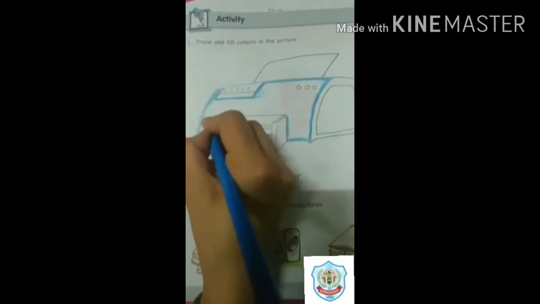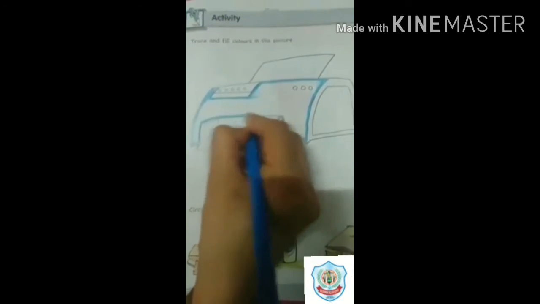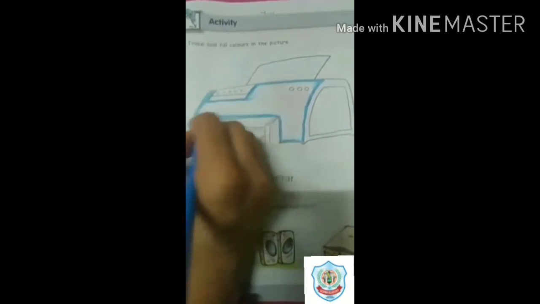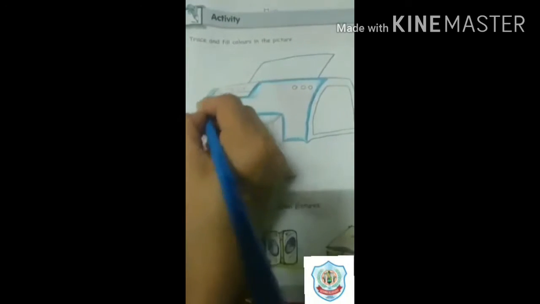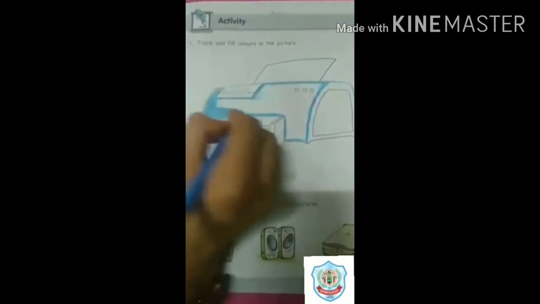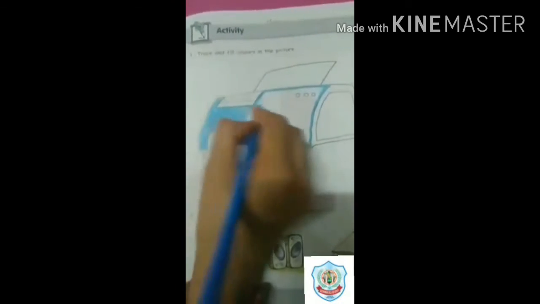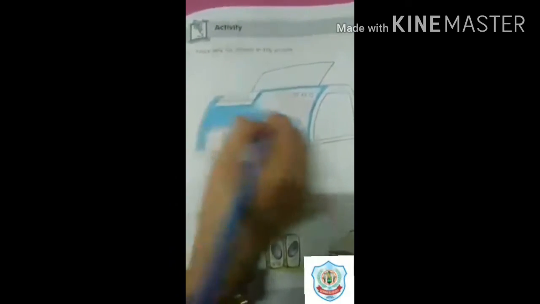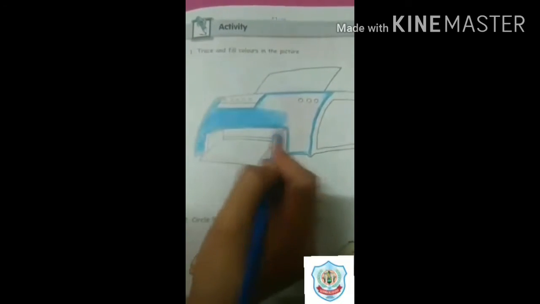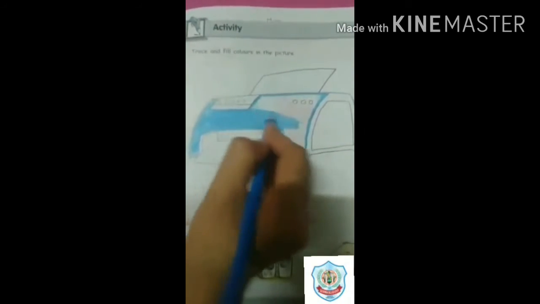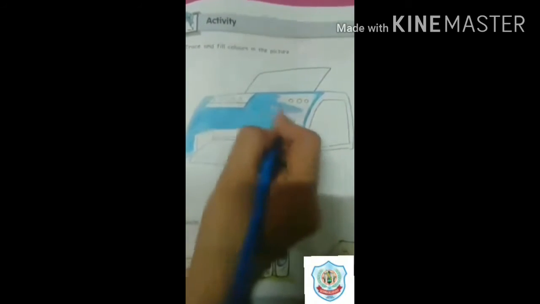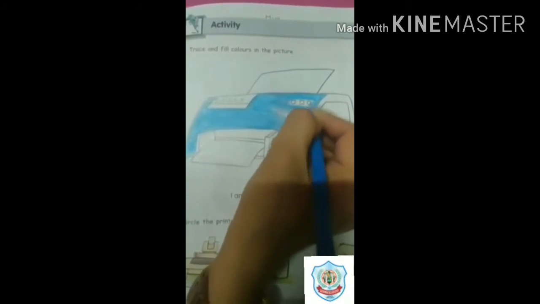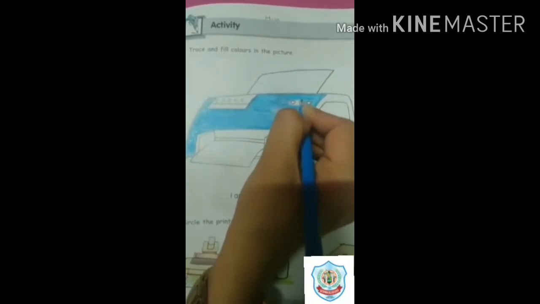Yes, now I will complete this color. I will fill blue color in this portion of the picture. Remember, this is the picture of a printer. You can fill color of your own choice. Fill color neatly.